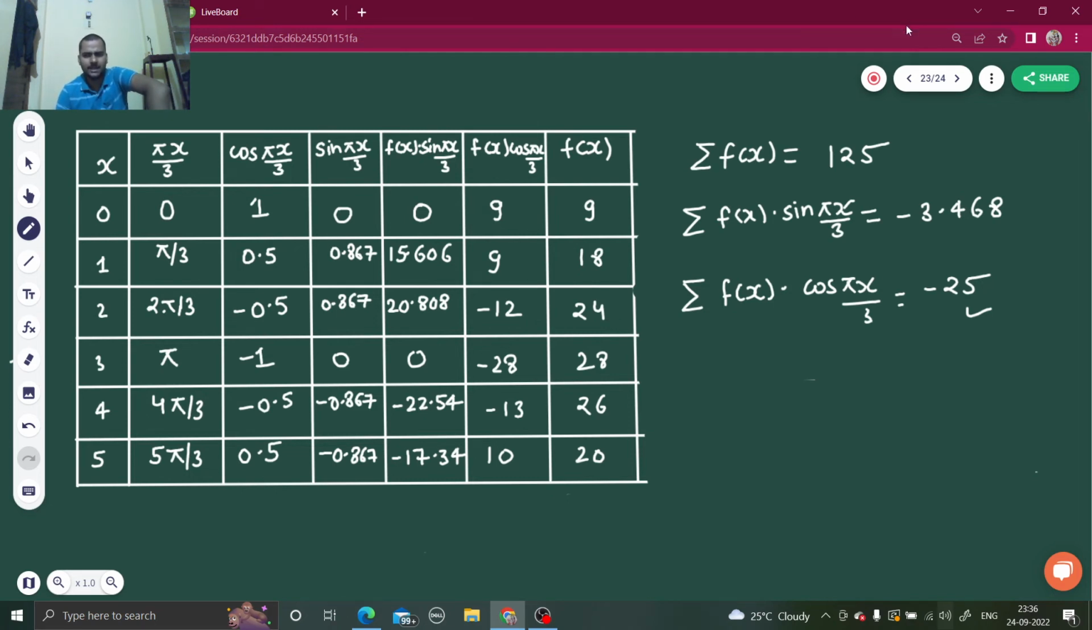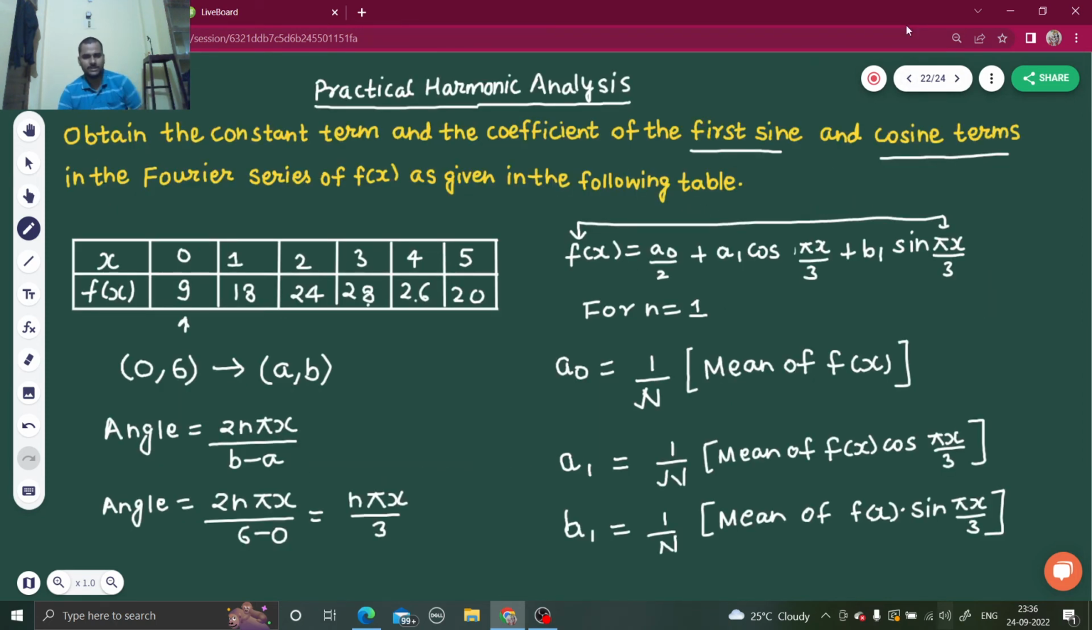So that's it for this particular question. I hope you understood something. Mostly it was the use of calculator, but again, this is practical harmonic analysis.